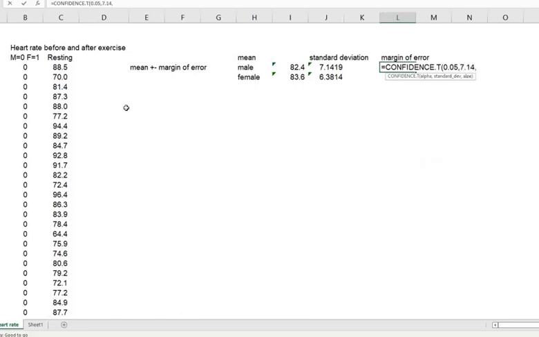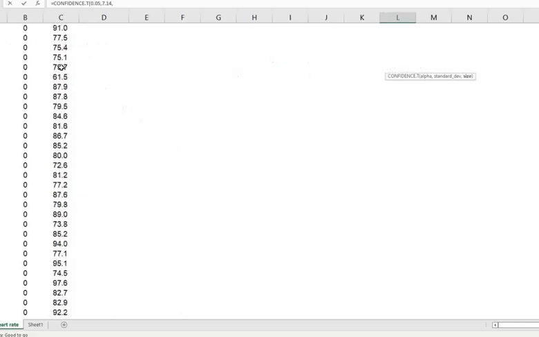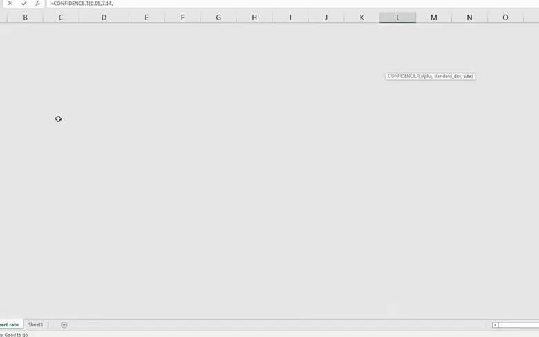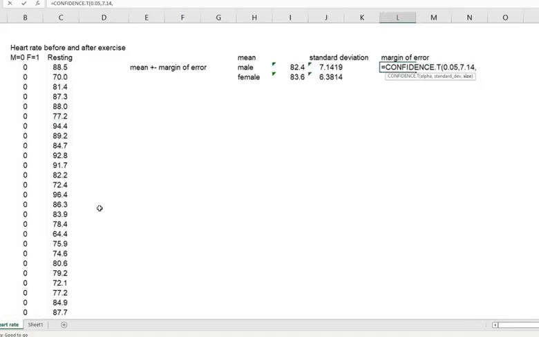And the sample size for men, it starts on cell 5 and it goes all the way down to cell 112. So the difference there is 107, plus, I think there's 108 men. If you're off by 1, it's really not going to affect the results. And then do the same thing for female. Type equals confidence, open parentheses. You need to type in your alpha, which, if you're using a 95% confidence interval, is 0.05. The standard deviation for female, 6.3814.